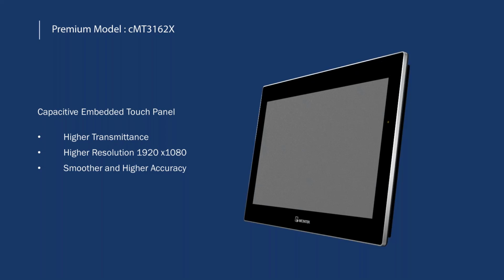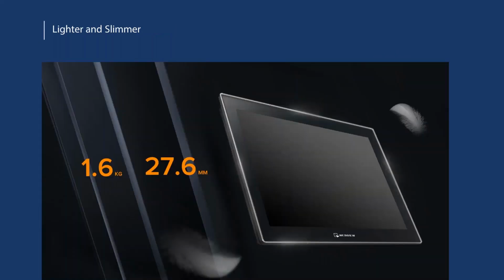It is also lighter and slimmer. You can see the picture here, and this cMT 3162X is really slim and really light. The thickness is only around 27.6 millimeters, and the weight is only 1.6 kilograms. So it is very slim and very light.